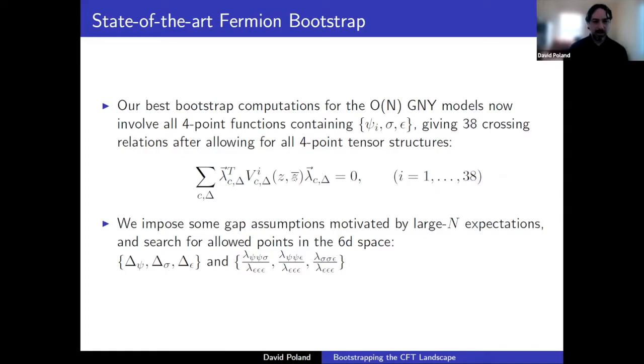There's also been a nice application of the new blocks_3d software, because you have to calculate lots of conformal blocks involving spinning operators and Lorentz tensor structures for the fermion. Basically, we looked at this system of bootstrap equations. We imposed some gap assumptions motivated by our expectations from the large N expansion, and searched for allowed points in a 6-dimensional parameter space involving these 3 scaling dimensions and 3 ratios of OPE coefficients.